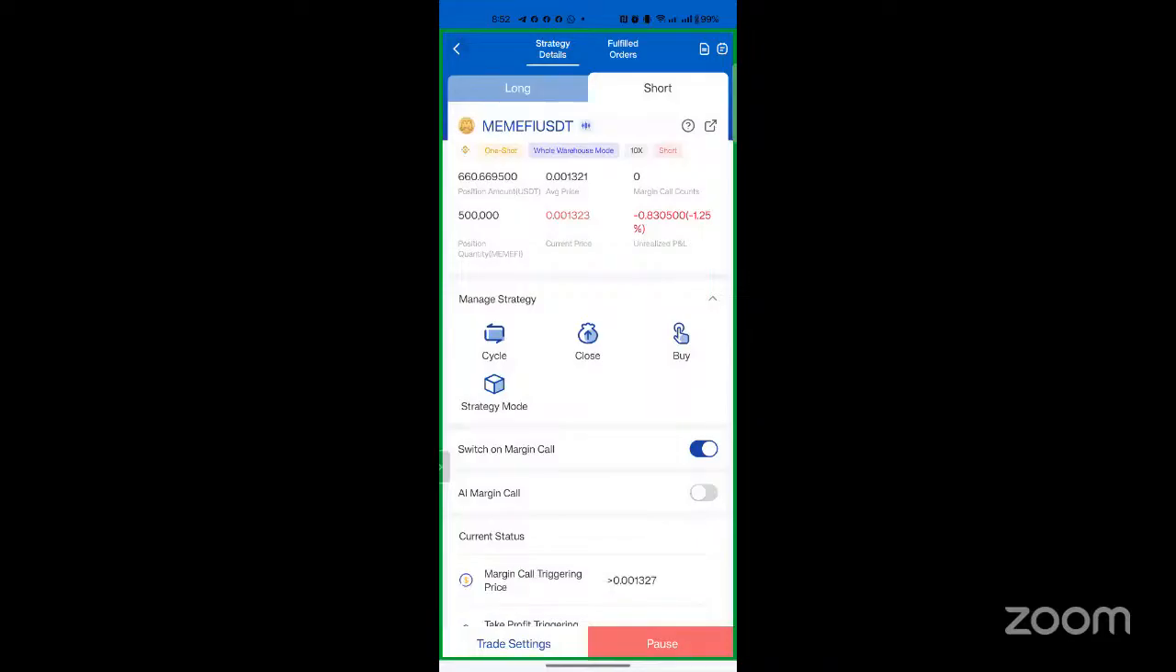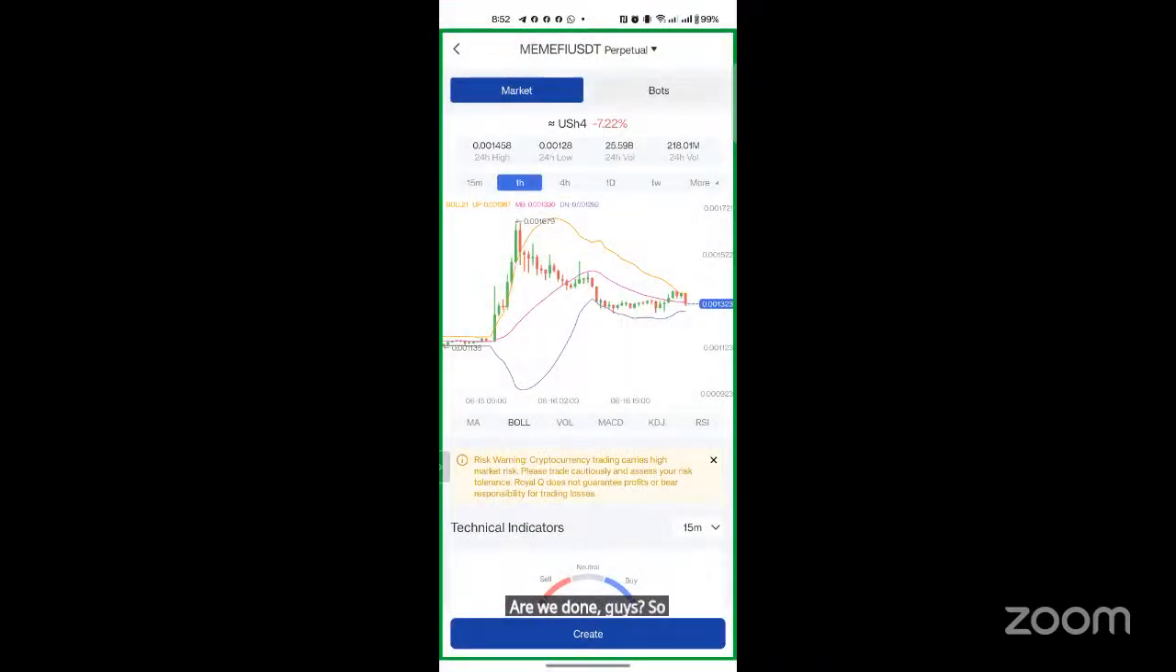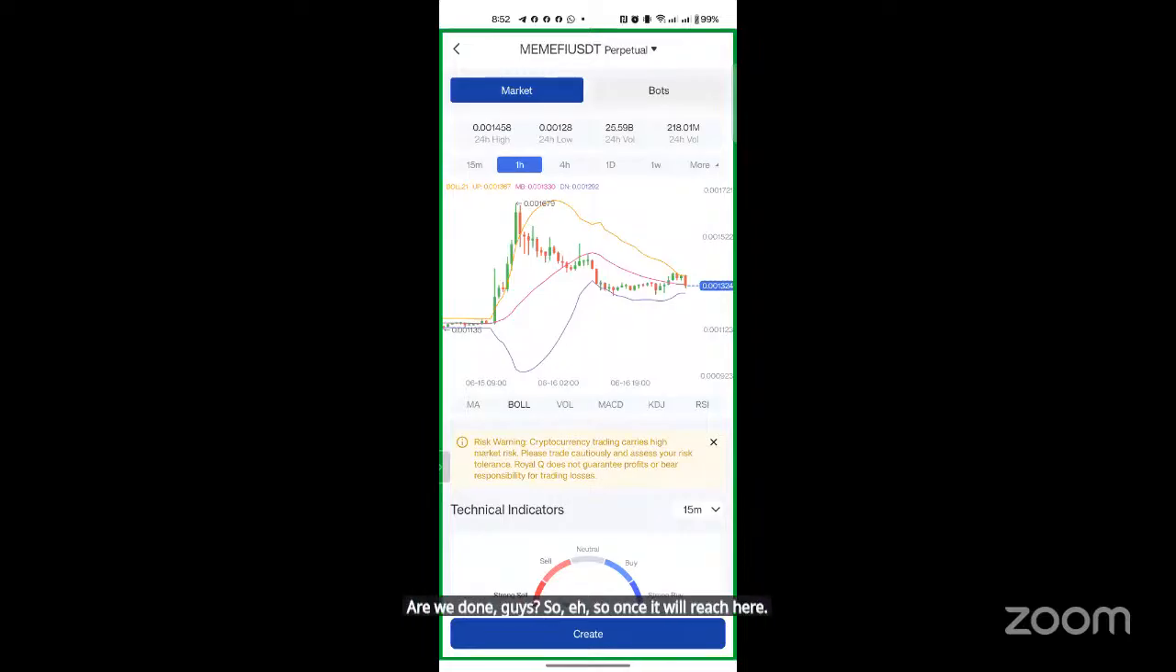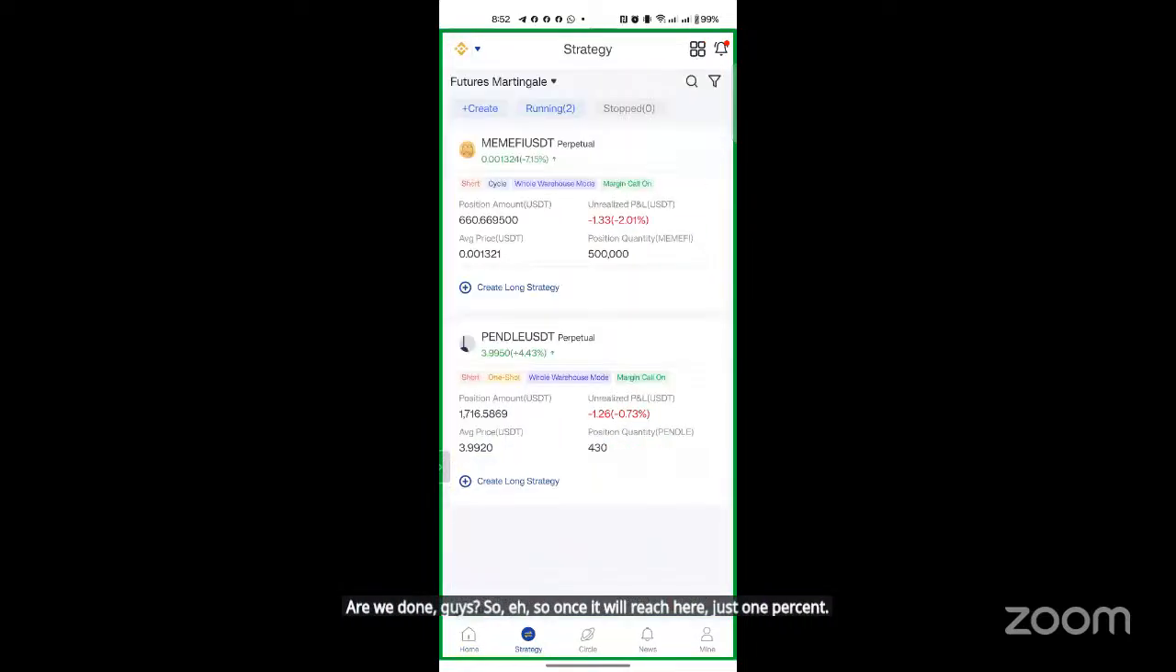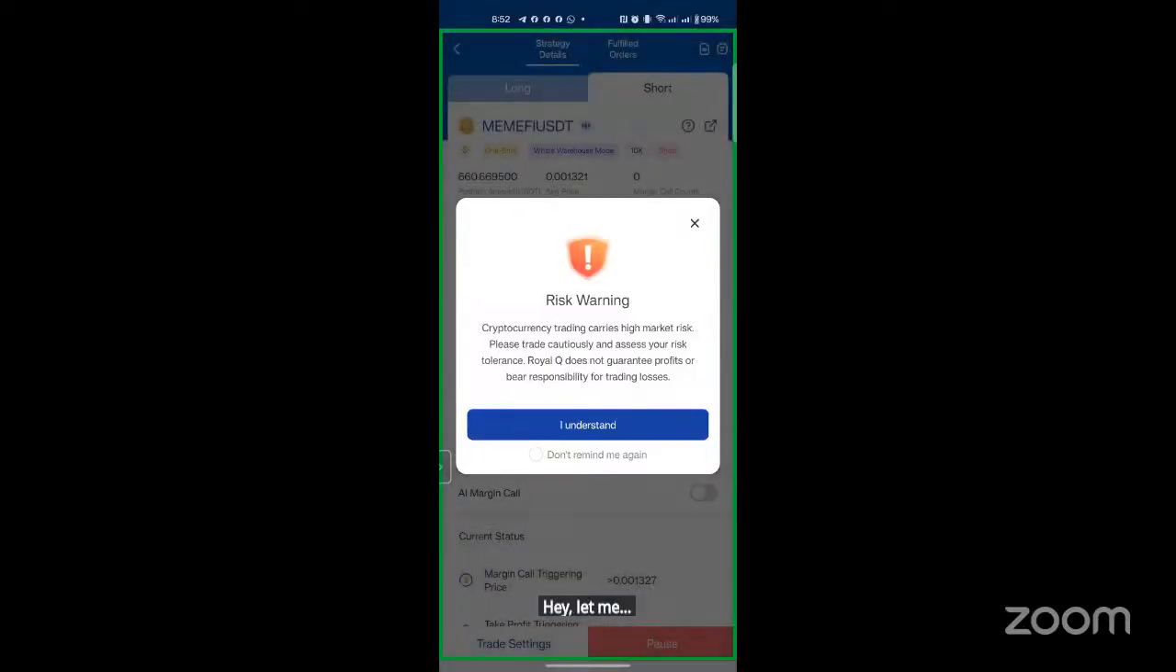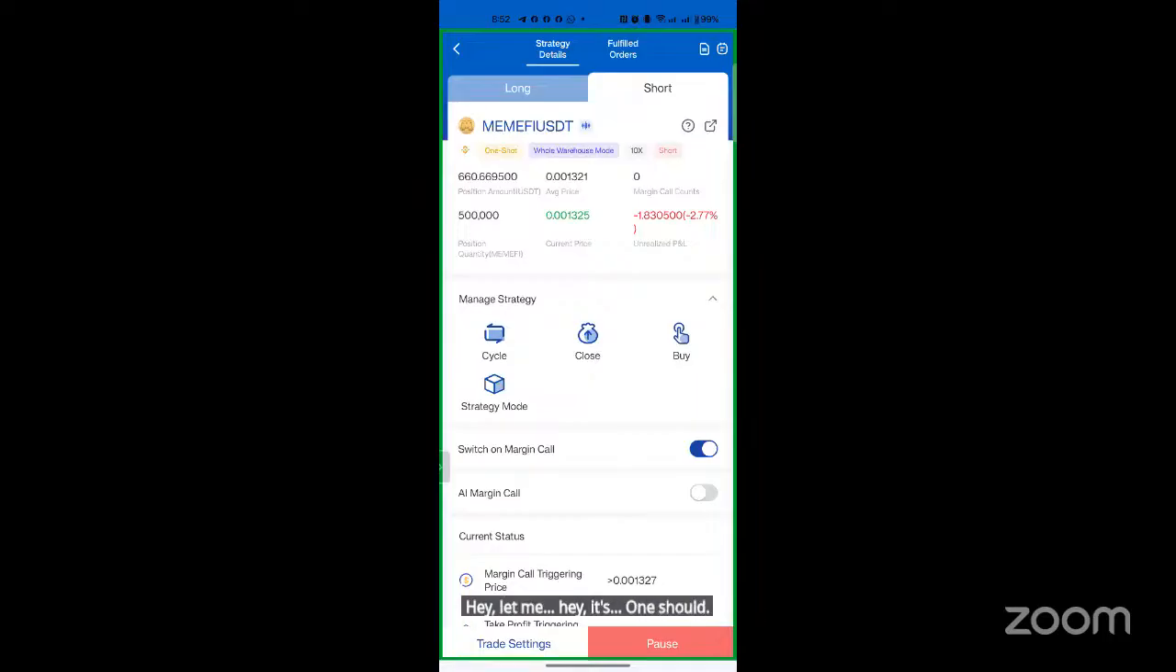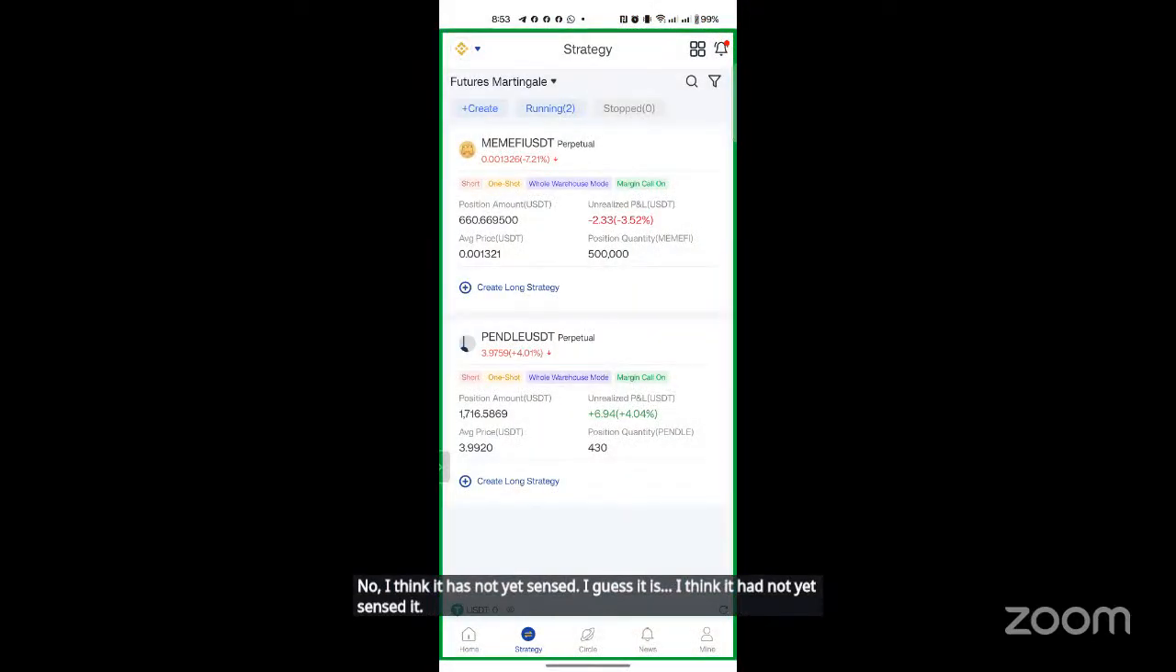Are we done, guys? So once it reaches here, just 1%. Basically, I have my 2 trades running. Am I making money? It's a one shot. No, I think it has not yet sensed it. Am I making money?